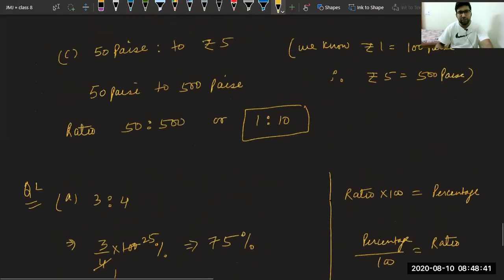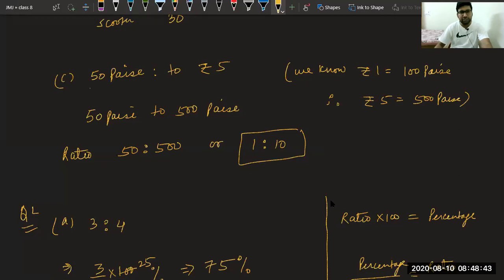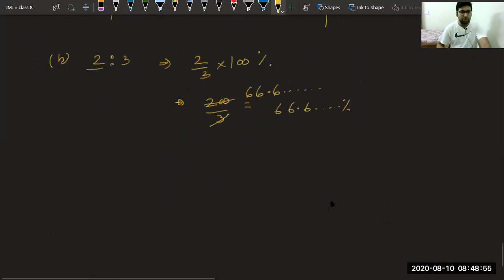Please see again. In this case, 50 paisa was given to us. I have converted 5 into 500 paisa, and then I have taken the ratio. The answer came as 1 is to 10. Okay, misprint in your book. It's okay. Question number 3.